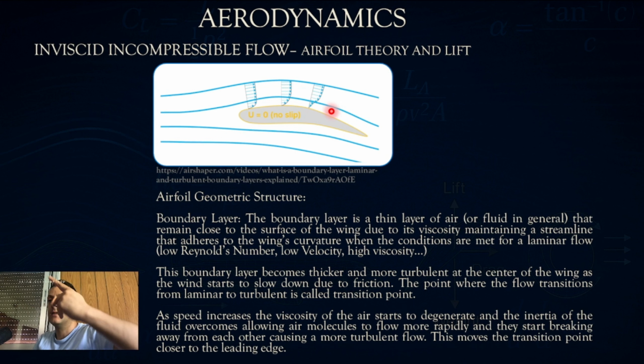It starts separating. As speed increases, the viscosity of the air starts to degenerate, as we mentioned. The inertia of the fluid overcomes it, allowing air molecules to flow more rapidly, and they start breaking away from each other, causing a more turbulent flow. So this moves the transition point closer to the leading edge, as we mentioned.